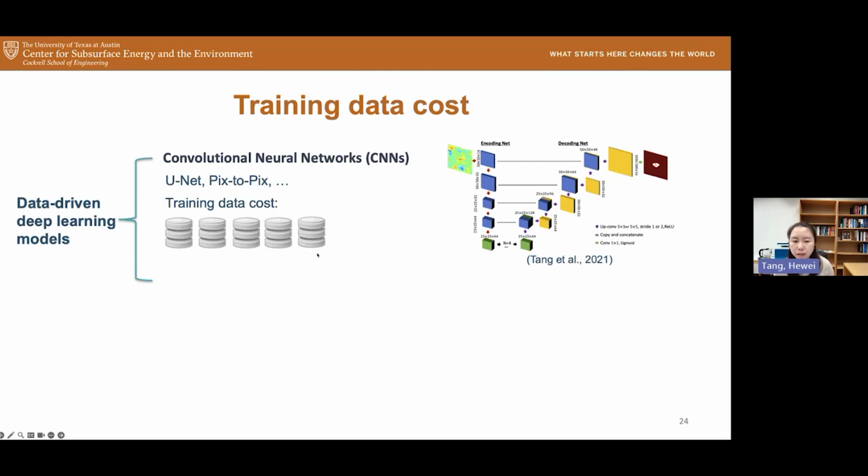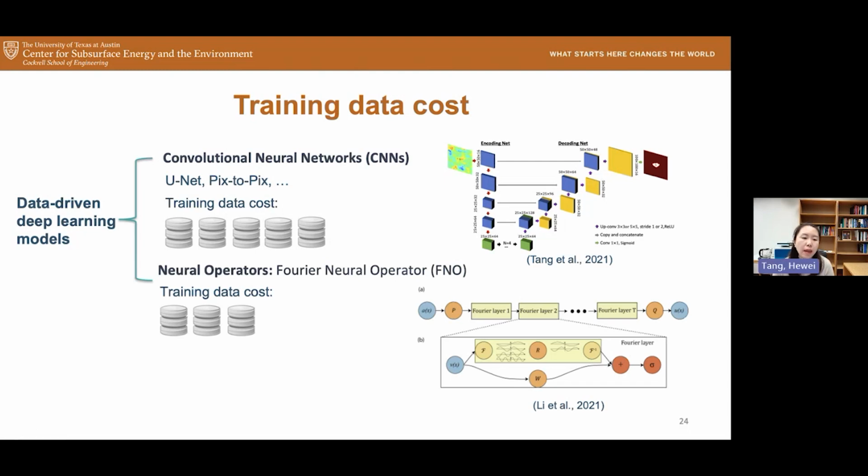However, the training data cost is really high. As I've shown in the previous case, I need 3,000 training samples to get reasonably accurate models for pressure and displacement predictions.